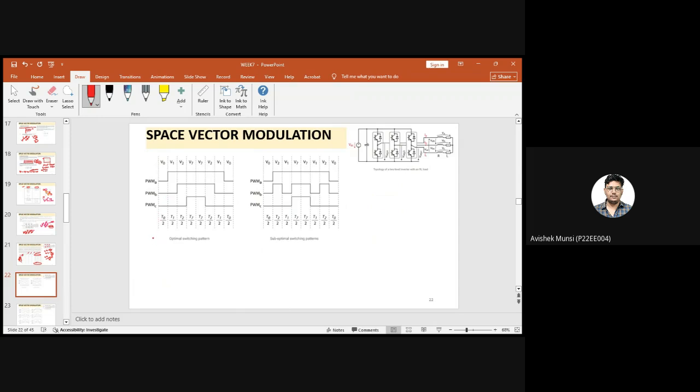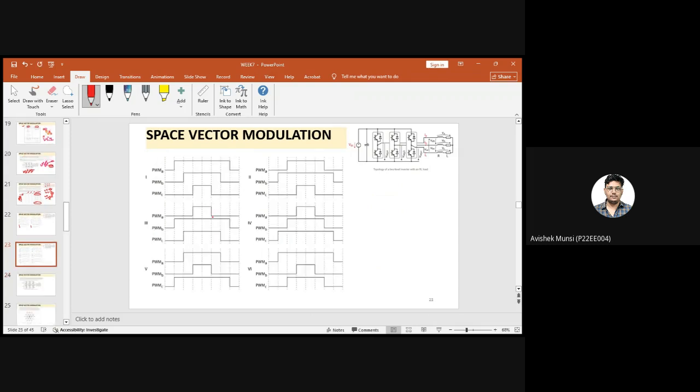So these are the states. This is my optimal switching pattern. This is my suboptimal switching pattern. Okay. This is also my optimal and suboptimal, for the case of, this is my first case, second case. We have 6 cases because we have 6 switches over here. So this is how the PWMs are applied to the switches, in either of these 6 cases.